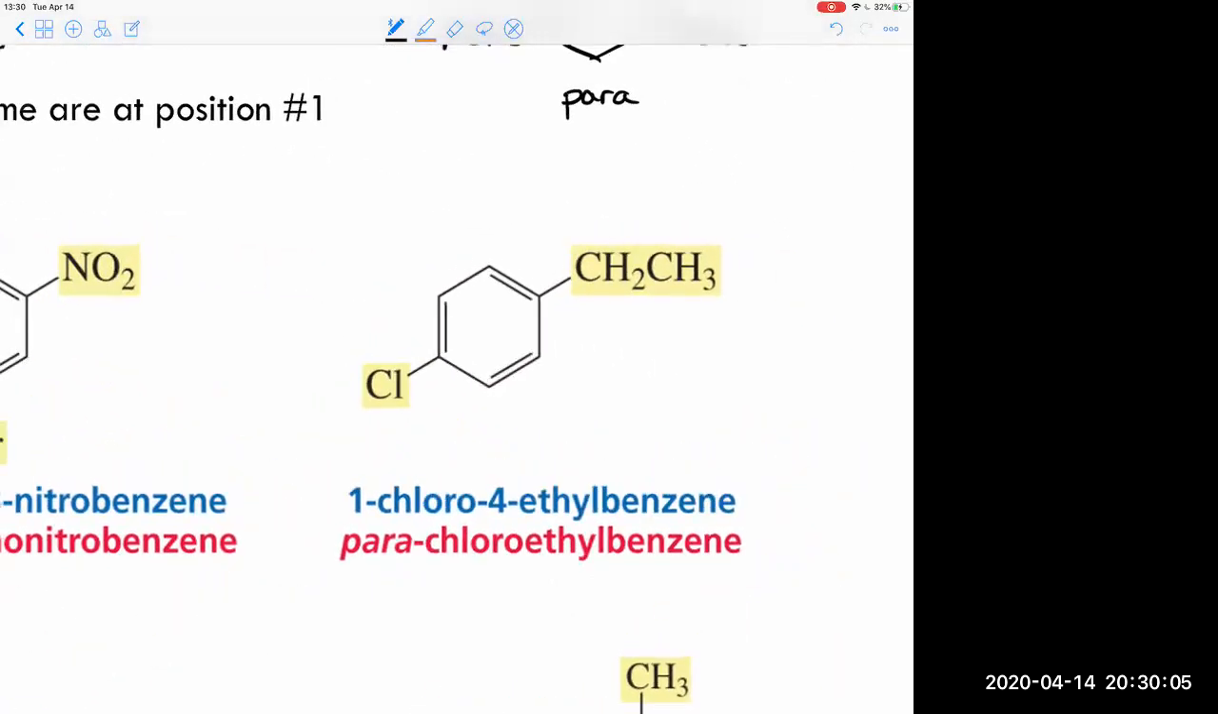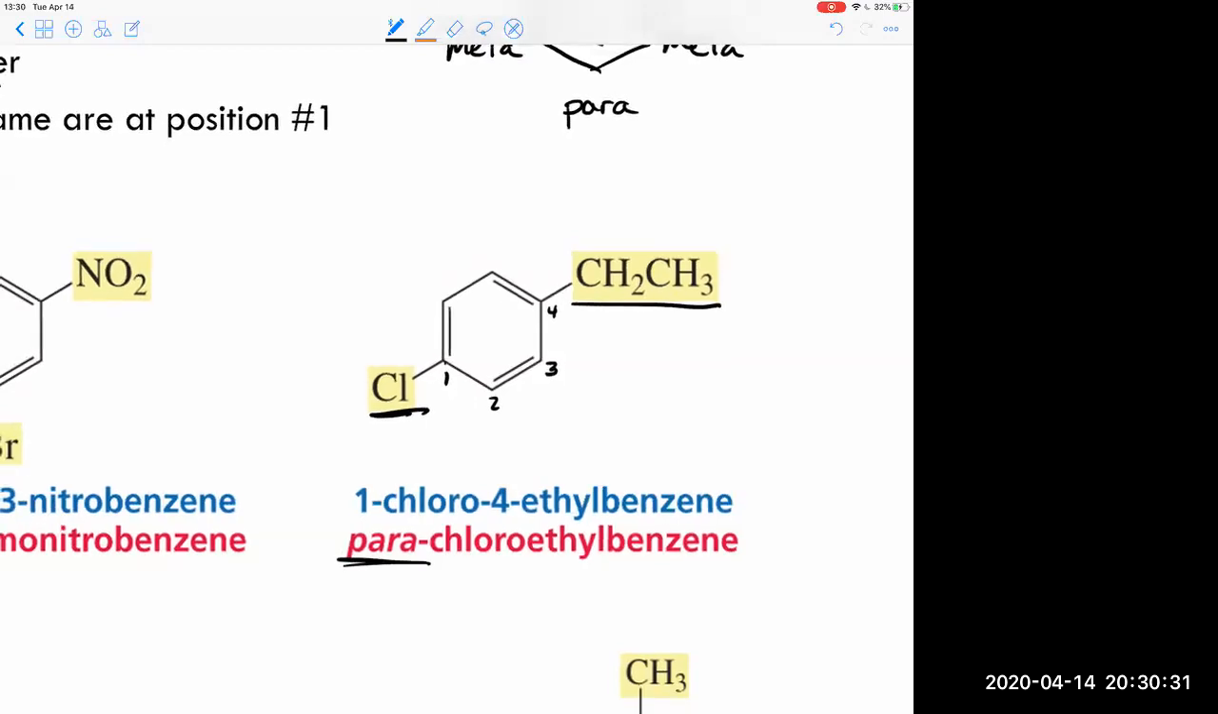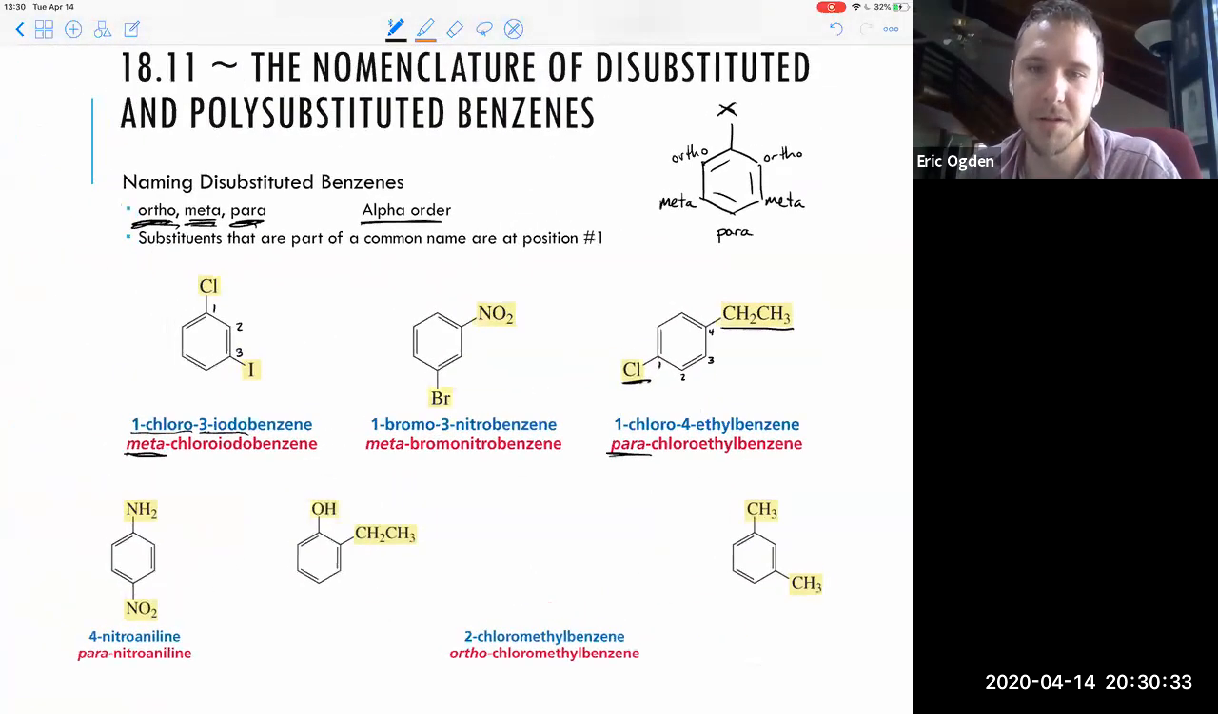So again, just to pick this apart here, we have an ethyl group and a chloro group. Chloro comes first in alphabetical order, so this gets to be carbon 1, 2, 3, 4. So 1-chloro-4-ethylbenzene. Of course, also because they're located on opposite sides of the ring, that means that they are para. So I could have called this para-chloro-ethylbenzene as well.